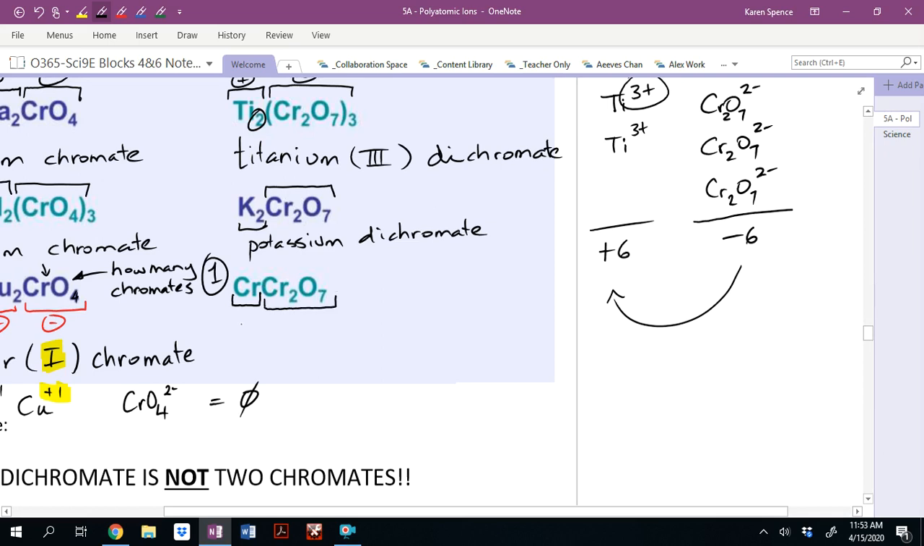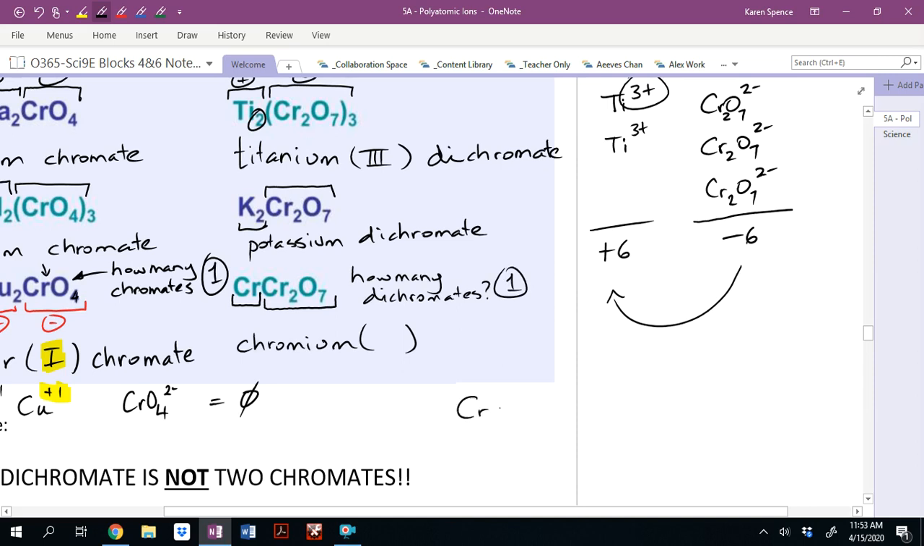So we have chromium, and it is in the red zone, so we need a Roman numeral. And how many dichromates do we have? Pause the video and answer that for yourself. How many dichromates? Because there are no brackets, we just have one dichromate. So we have one dichromate.